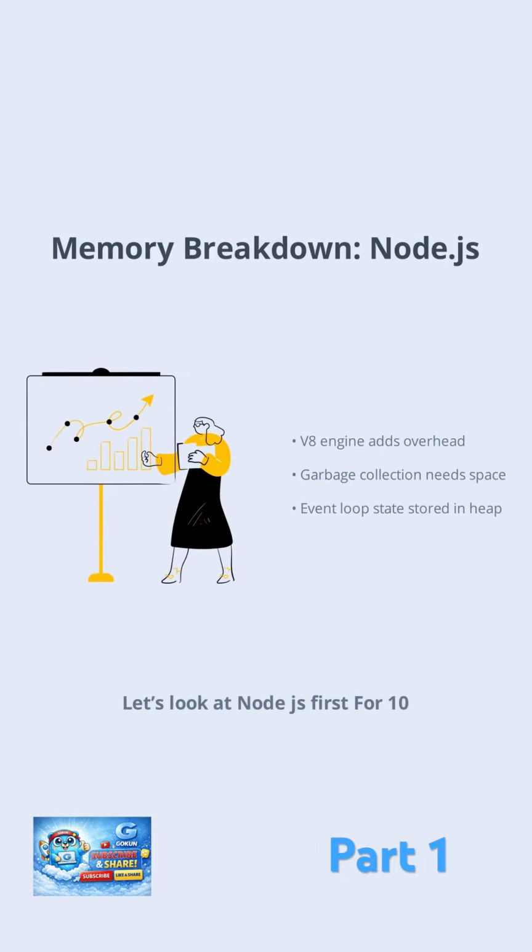For 10,000 concurrent promises, the rooms themselves only use about 2 MB, but the hotel's infrastructure, the V8 engine, garbage collector, and event loop, adds another 50 to 100 MB. That means the total memory usage is between 52 and 102 MB. When you scale up to 100,000 promises, the numbers get even bigger: 20 MB for the promises, 300 MB for the V8 heap, and 50 MB for the event loop state. Altogether, Node.js can use around 370 MB of memory for this workload.